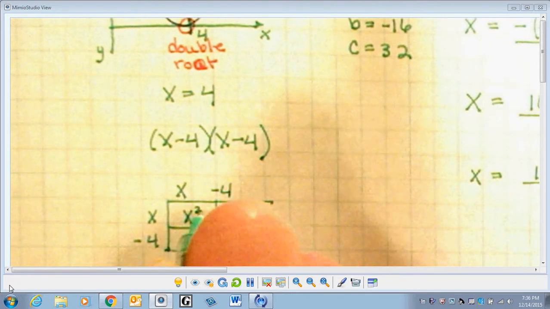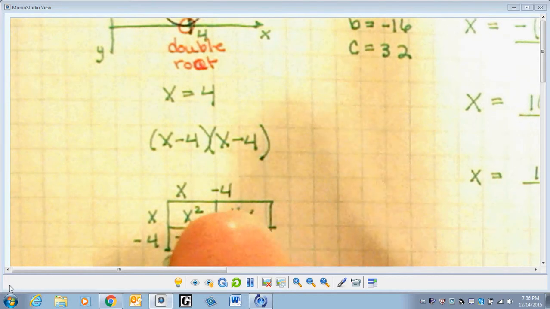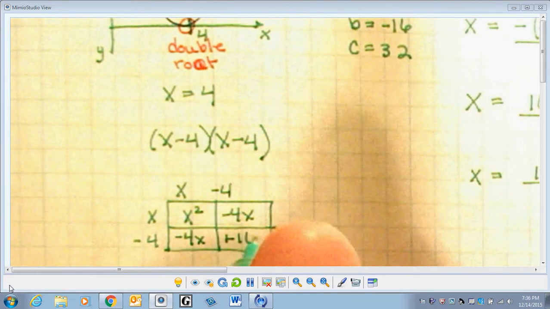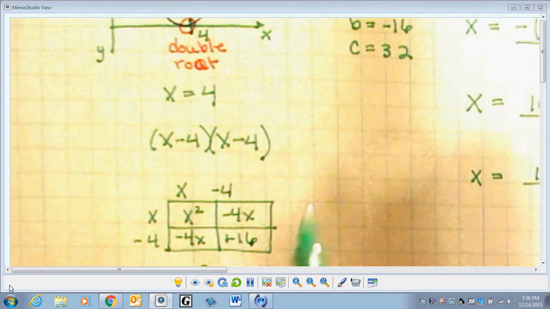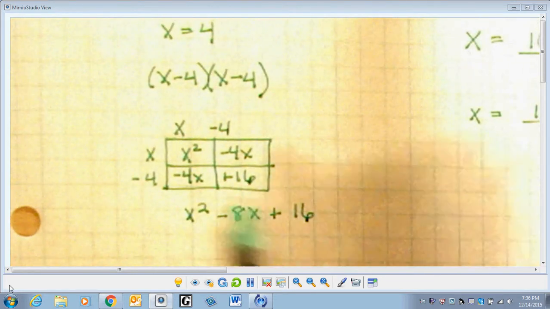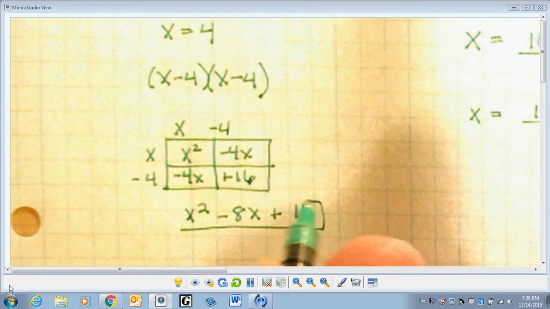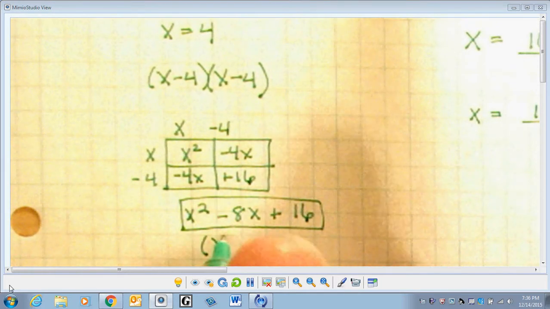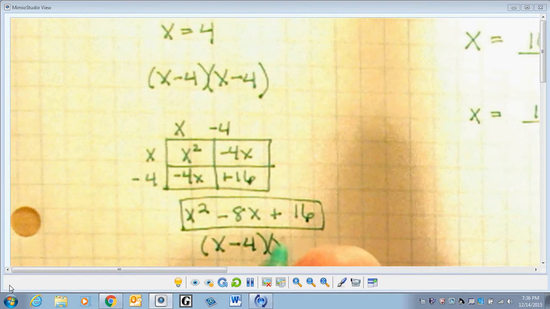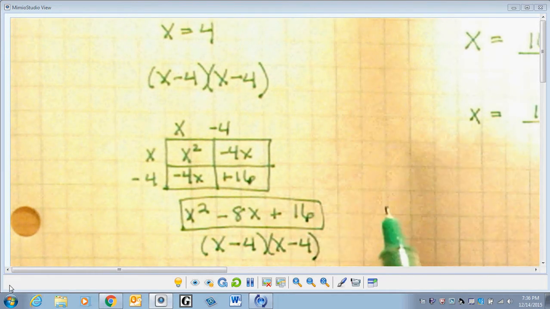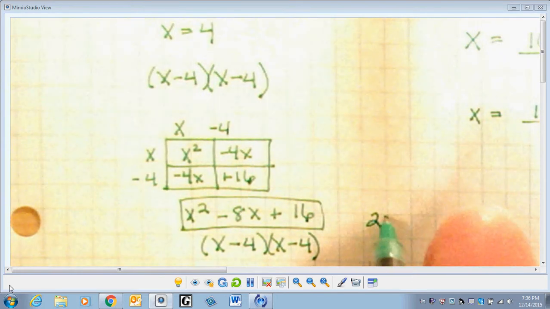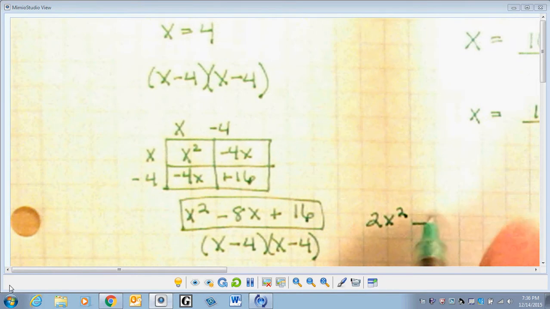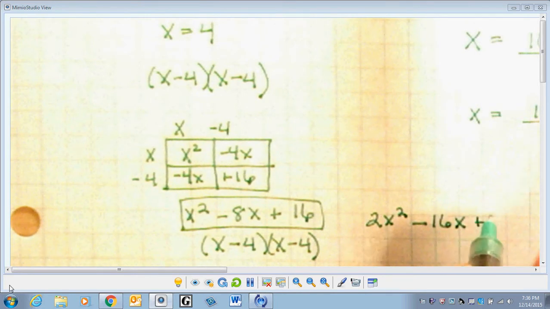I get x squared minus 4x minus 4x plus 16. And that gives me x squared minus 8x plus 16. Okay? So this here, if I were to factor this, gives me the factors x minus 4 times x minus 4. But what was our original? Our original was 2x squared minus 16x plus 32.